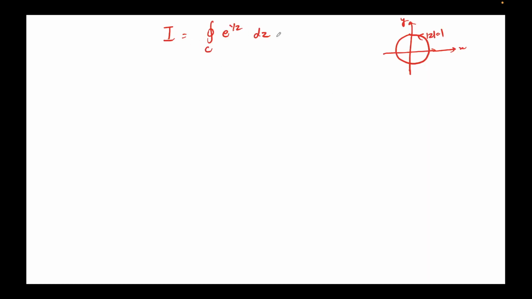This is the integral that is given to us, and we need to find its value over this contour C, which is mod z equal to 1. This is the complex plane I have drawn, x-axis and y-axis. Y is imaginary, obviously. The way we try to find it is that there's something called the residue theorem.